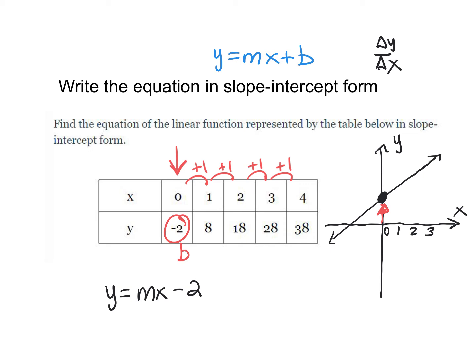From 28 to 38 is plus 10. 18 to 28 is plus 10. 8 to 18 is plus 10. Negative 2 to 8 is plus 10. Be careful. You want to double check that your slope is indeed change in y is 10 over 1. So it's 10. You don't have any reduction to worry about. So your slope is 10. So you replace your m with your slope. So this equation is y is 10x minus 2.